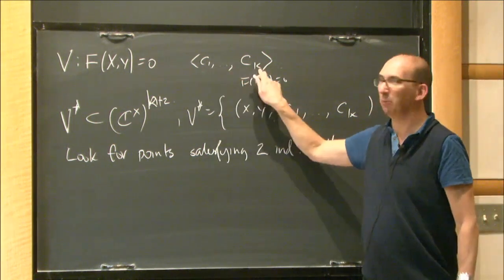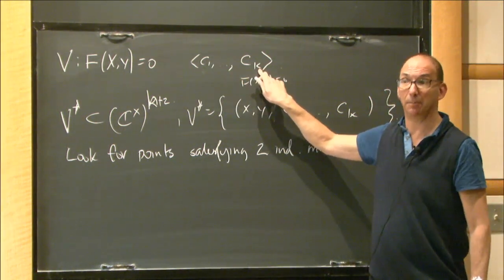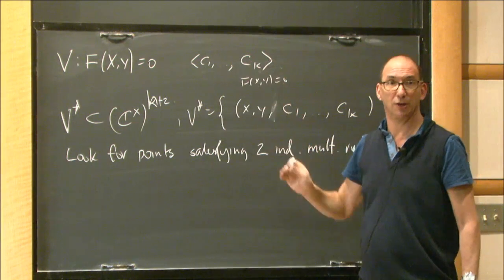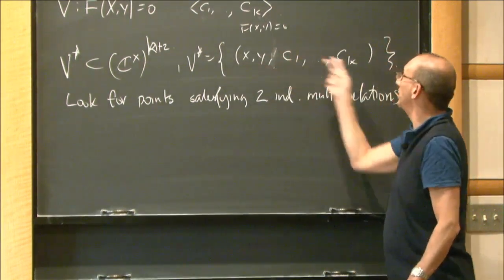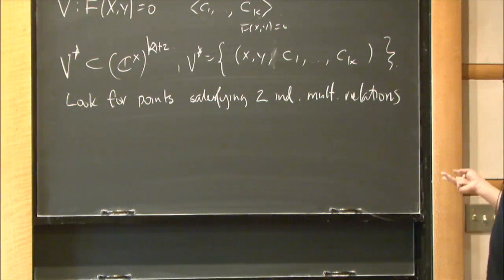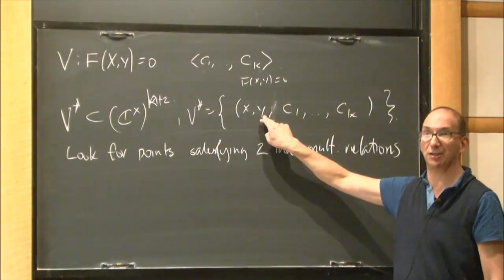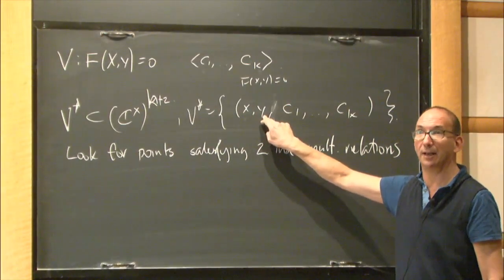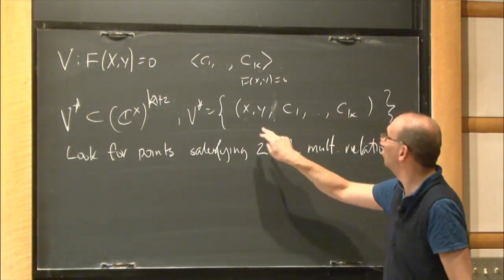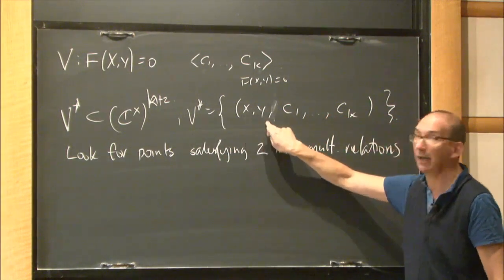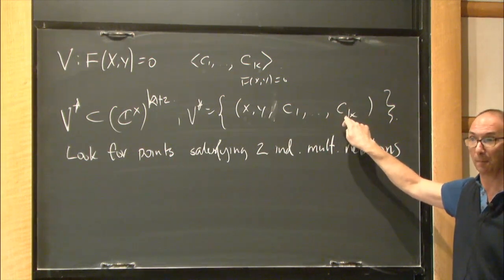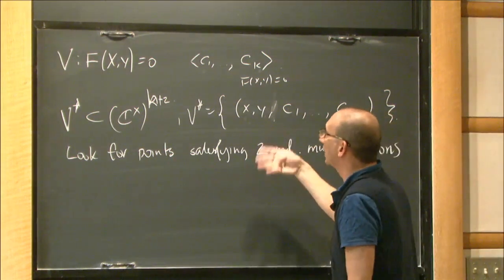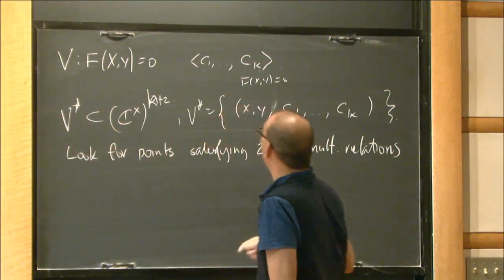I can assume the C1 up to Ck are multiplicatively independent, because that won't change the division group. So if you look for points satisfying two multiplicative relations, what you end up with is two relations that involve x and y. And if they're independent, those two relations will force x and y to be in the division group of C1 up to Ck. That's what they do. And that means that you recover, if you like, Mordell-Lang.